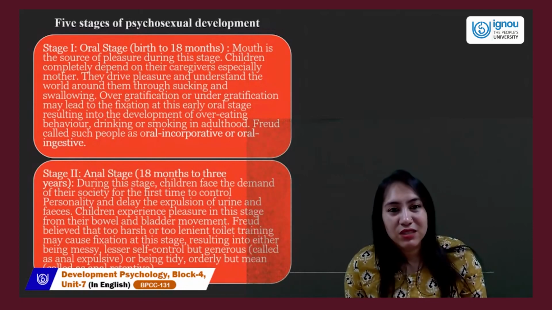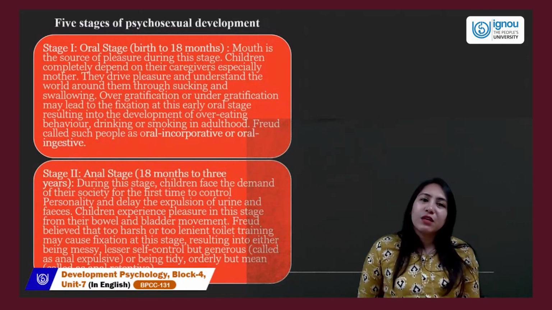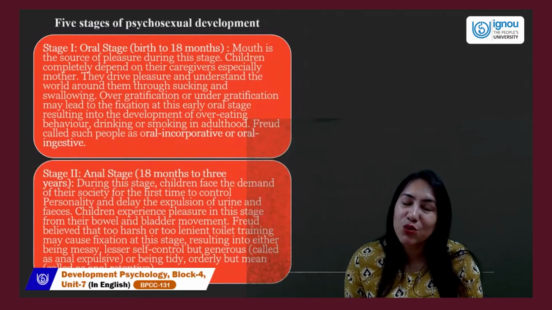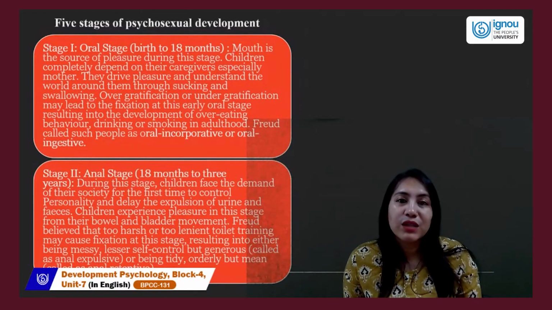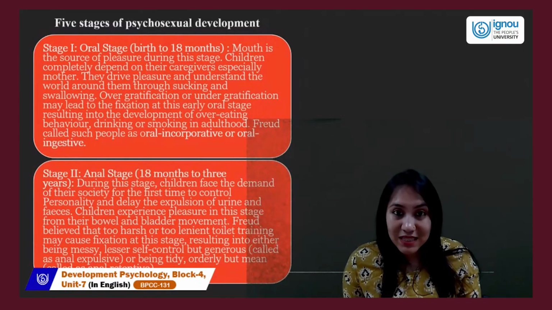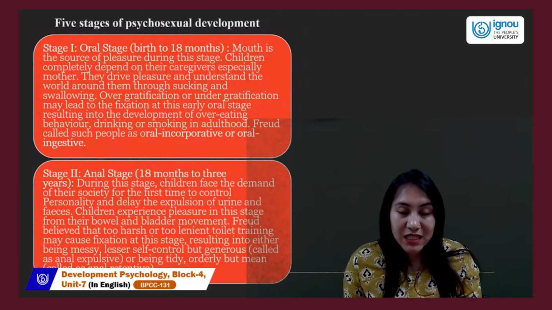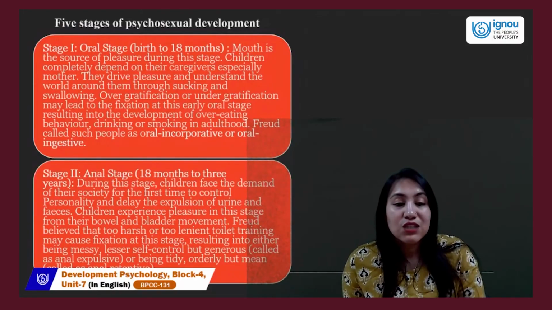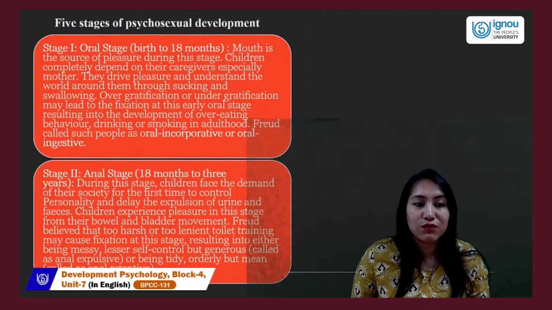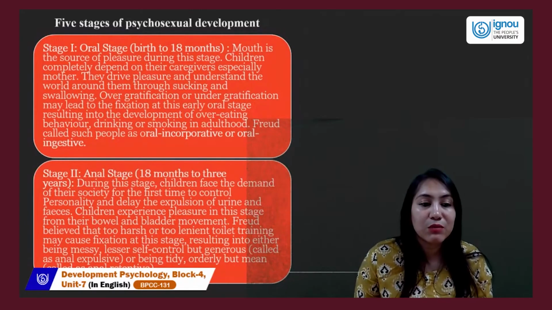Then we come to the second stage. Let's take an example where the child does not have any problem. The mouth is satisfied, and now the child moves on from the oral stage to the anal stage. The anal stage covers the time when a child is 18 months to 3 years. This is the time the child faces the demands of society, where the child first learns to control.